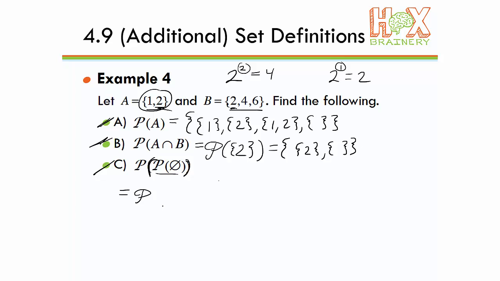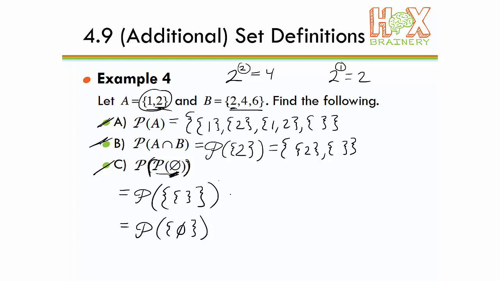Well, it would just be the set of subsets of the empty set. So it's the set containing the subsets of the empty set. Well, the subset of the empty set is just the empty set. And if this notation is a little confusing, these innermost brackets represent an empty set, so maybe just draw the symbol for the empty set. That might be easier. And then you still have to do the outside, the power set of that set.